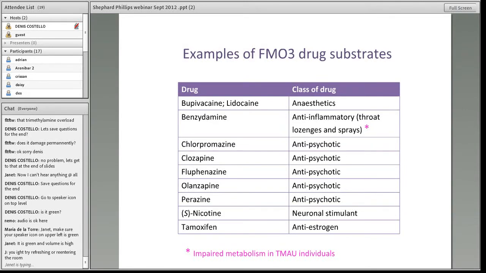We do know that patients who have trimethylaminuria do have impaired metabolism of benzidamine. But for these other drugs, most of it's been done in the laboratory. We take some FMO3 protein, we change the sequence, we mutate it, and we look at the effect. And we can say, yes, this is an FMO3 substrate. Yes, this mutation influences the metabolism of that drug. That doesn't necessarily mean that this always happens in the whole body situation. This is much more complex. Could I have the next slide, please?